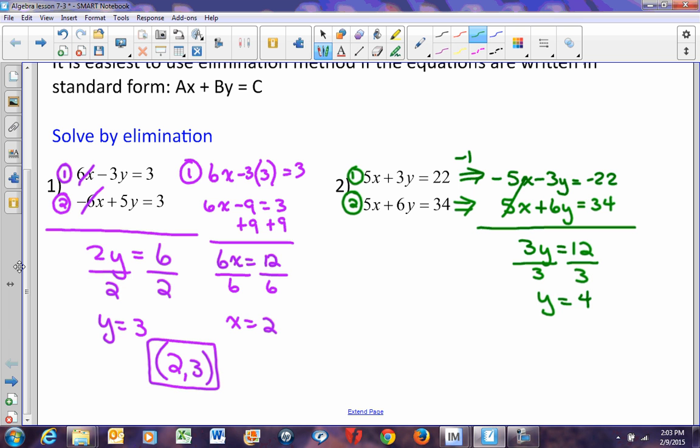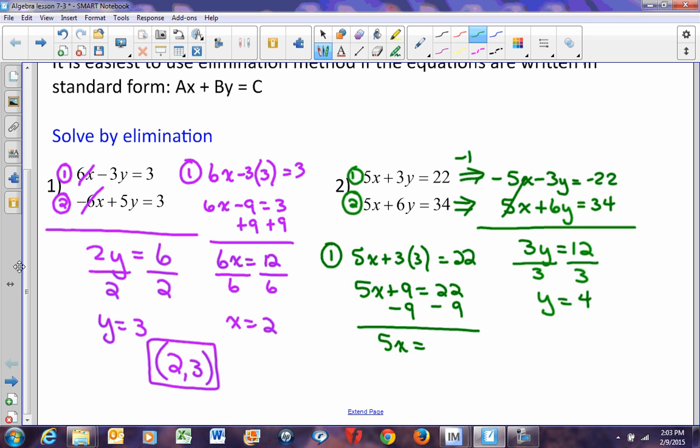Now I can substitute 4 in for y into either equation, and it doesn't matter if it's the original form or my manipulated form. I have a tendency to put it back into the original form so I don't make a mistake somewhere. So I'm going to plug it back into equation 1. 5x plus 3 times 4 equals 22. So 5x plus 12 equals 22. Subtract 12.